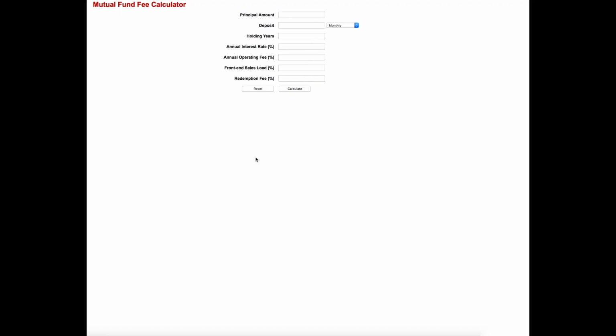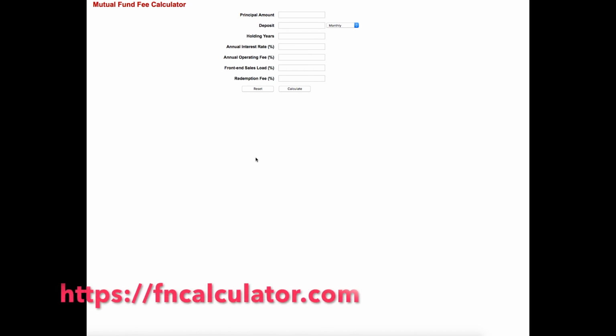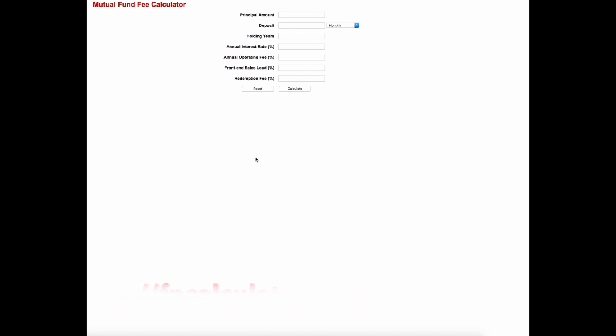to save money. Now, we're going to go online, we're going to go to the fncalculator.com page, and we're going to show you a couple of examples of how much the fees matter. Here on the FN Calculators page, the financial calculators, it's fncalculator.com. It's a free service online. It has several different calculators that can calculate costs and all sorts of things.